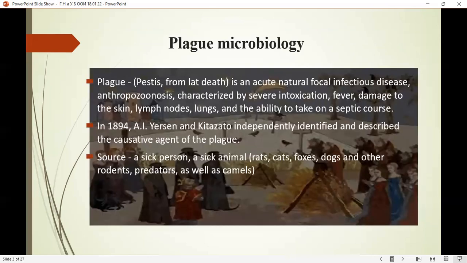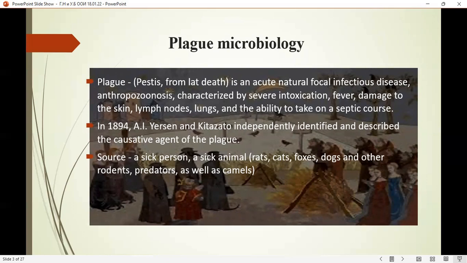Plague is known as the Black Pestilence or Black Death, an acute natural focal infectious disease. Anthropozoonosis is characterized by severe intoxication, fever, skin lesions, lymph nodes, lungs, the ability to take a septic course, accompanied by high mortality and the possibility of epidemic spread. It is a zooanthropogenic natural focal bacterial infectious disease.